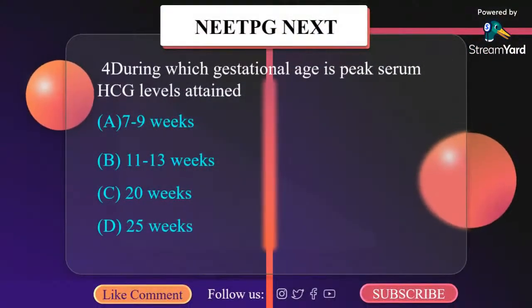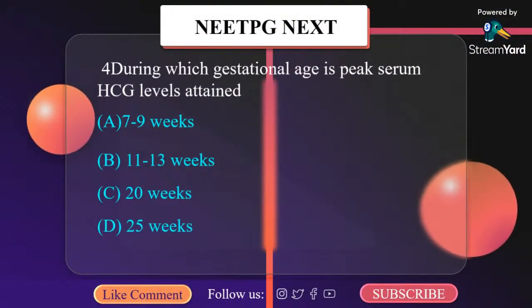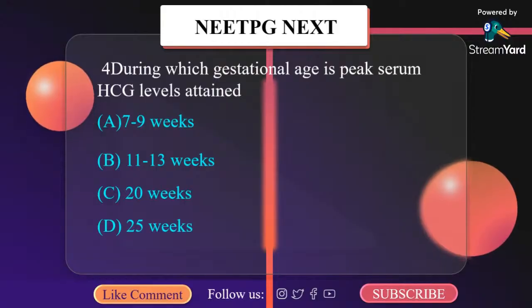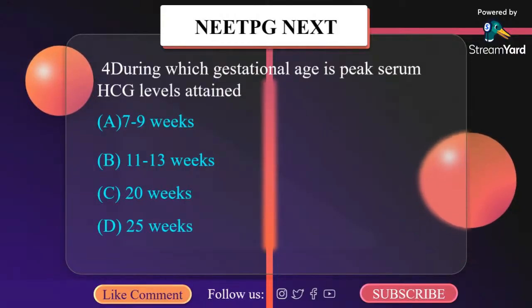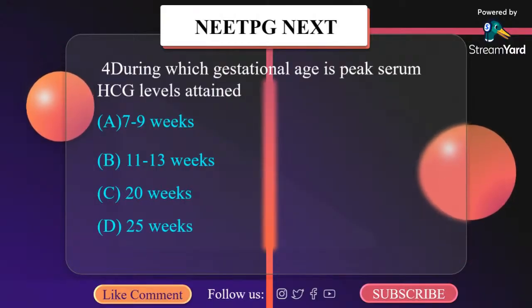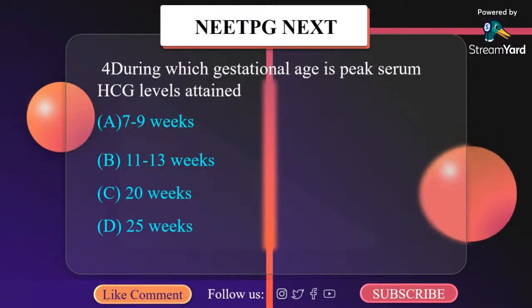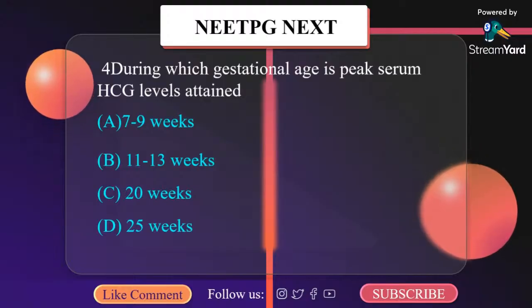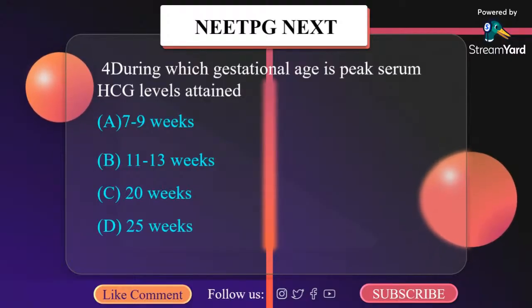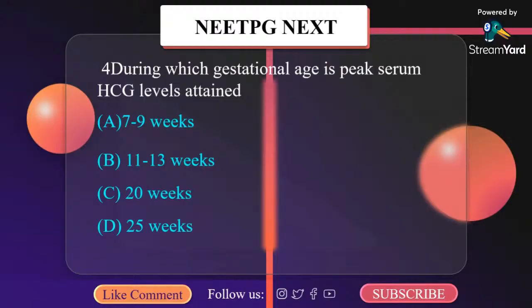During which gestational period is peak serum HCG level attained? A, 7 to 9 weeks; B, 11 to 13 weeks; C, 20 weeks; D, 25 weeks. What do you think is the correct answer here? Is it 7 to 9 weeks, 11 to 13 weeks, 20 weeks, or 25 weeks?